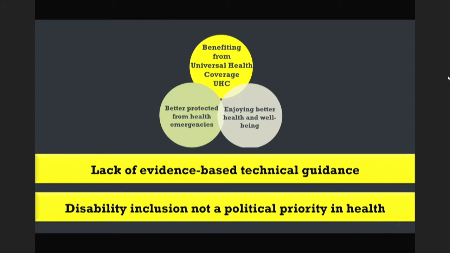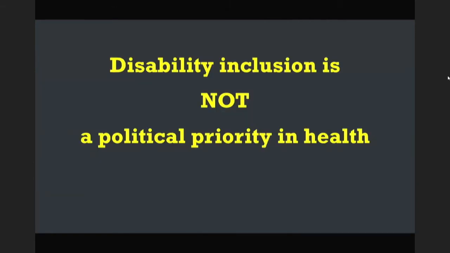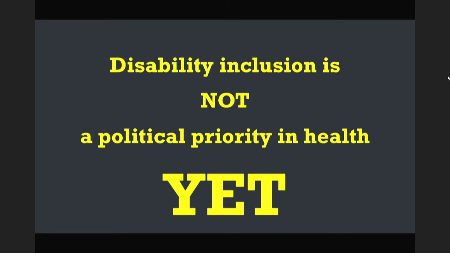And most importantly, the one that I would like to elaborate on now, is that disability inclusion is not a political priority in health. And actually, I would like to add something to this statement: not yet, but we will get there. And in order to get there, I thought it is important to analyze why we are not there yet. And in order to analyze that, it's also helpful to look at frameworks that can help us to see how to move forward and how we get there.